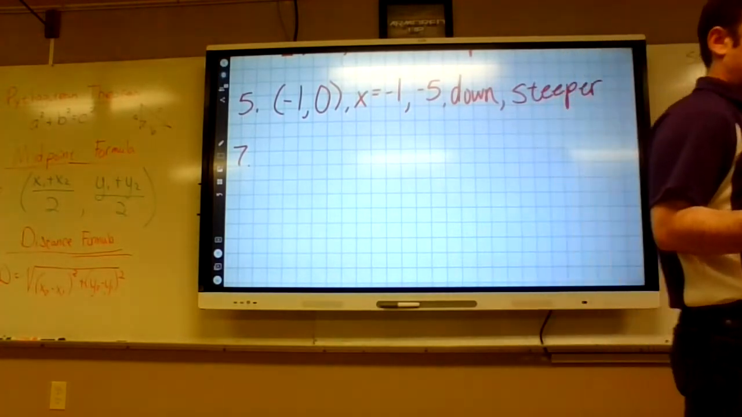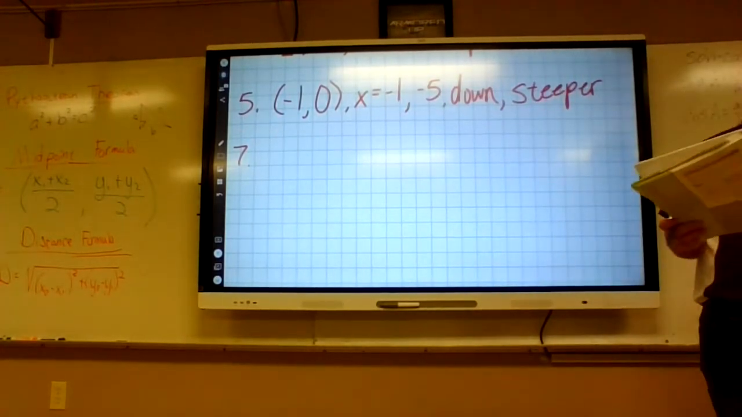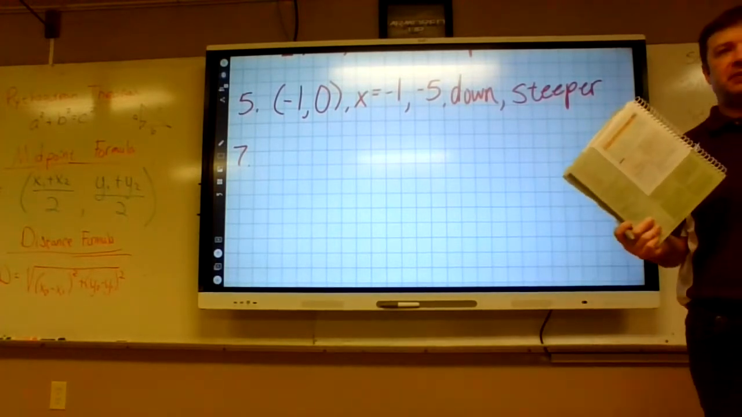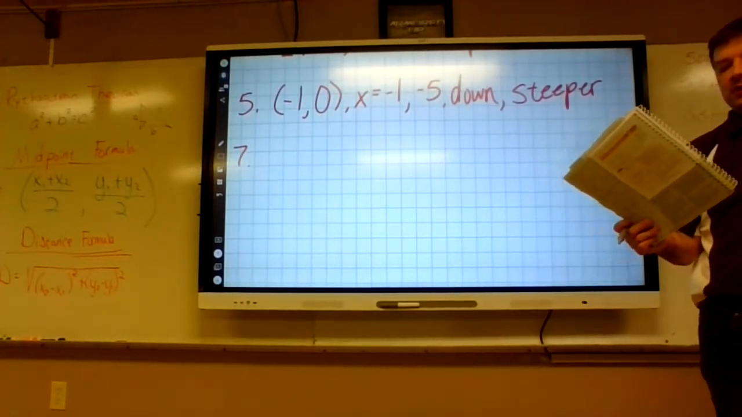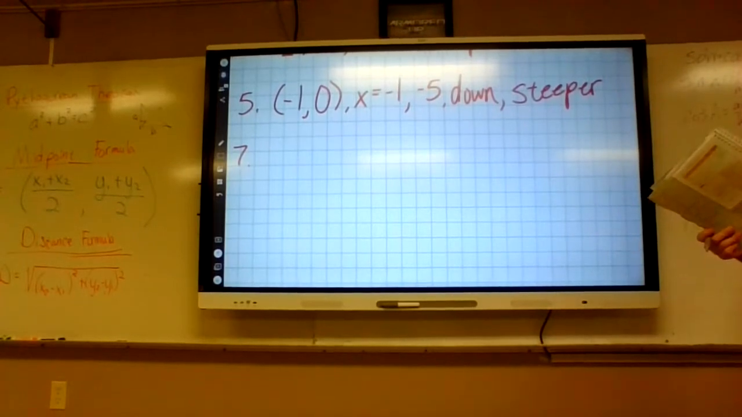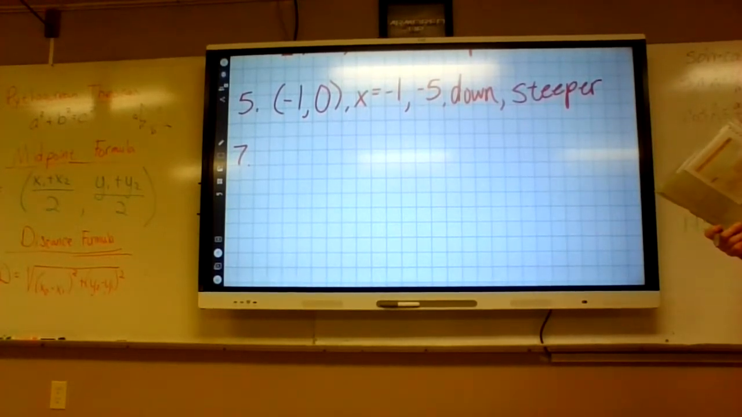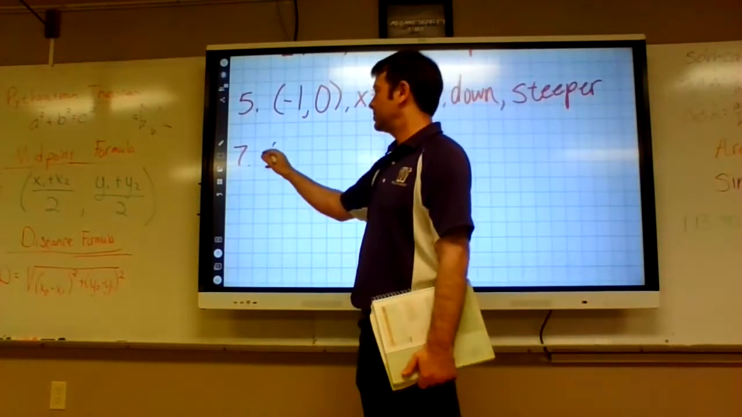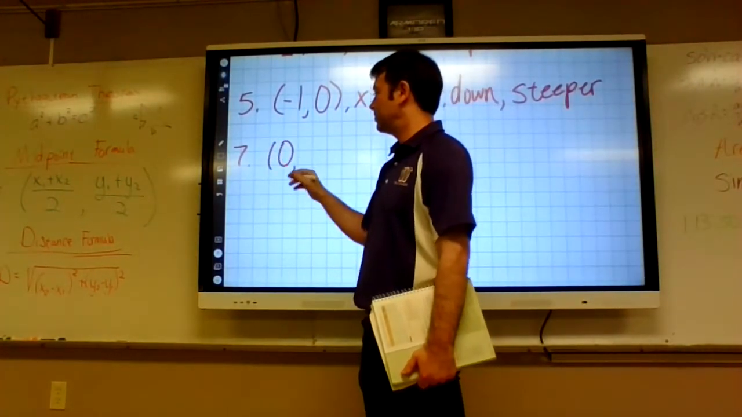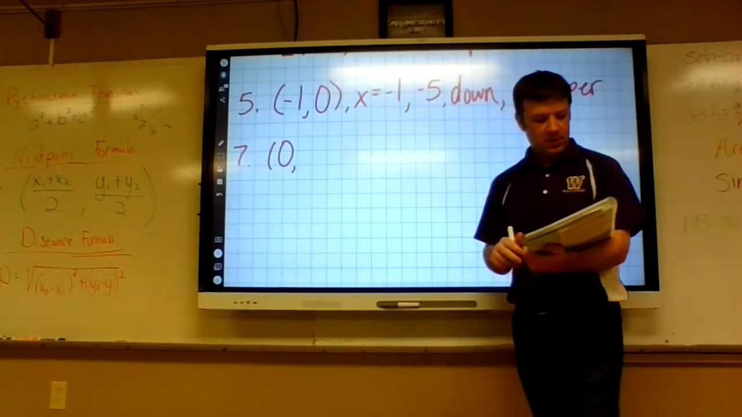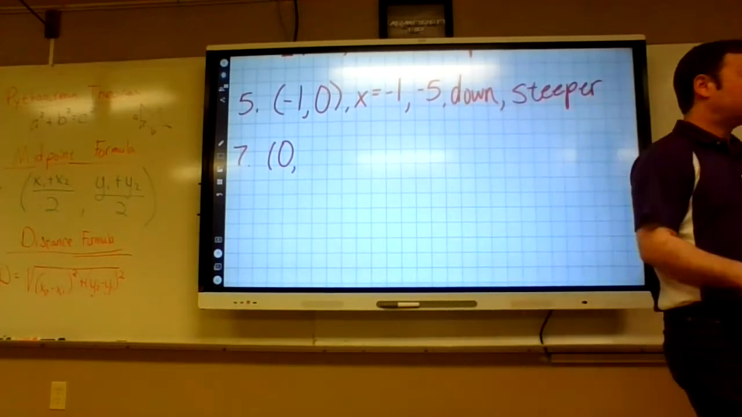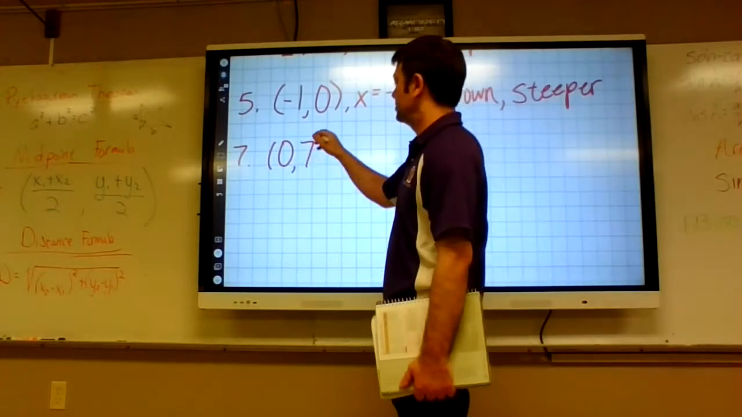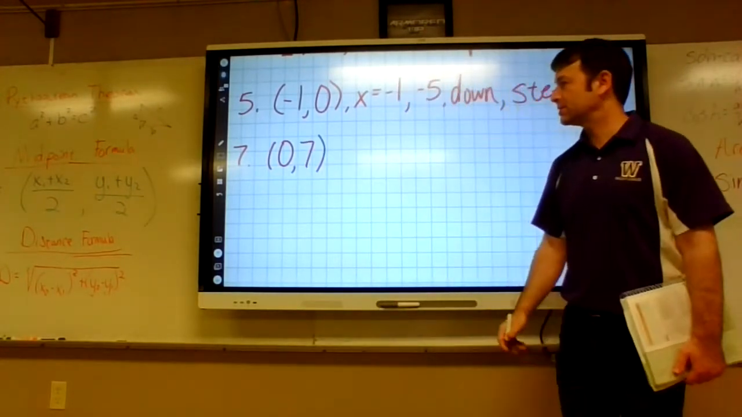Number 7. Okay, on 7, there is no number in the parentheses with the x, like on the last problem. So what does that tell me? If there's no number directly on the x, it's not moving left or right, so the x coordinate is 0. What does the +7 after the x squared tell me? It's going up 7, so 0, 7 is the vertex.